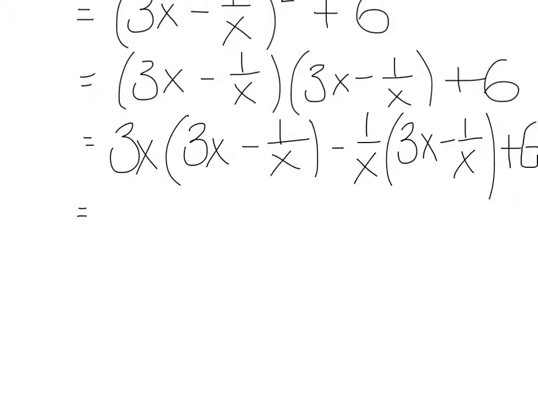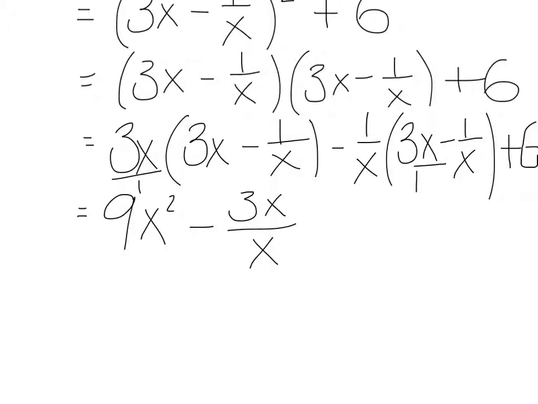So 3x times 3x, 3 times 3 is 9, x times x is x squared. Then 3x times negative 1 over x, well that's like 3x over 1 times 1 over x, so 1 times 3x on the top gives us 3x, and 1 times x in the bottom is x. Similarly with the next one, negative 1 over x times 3x, well that's just like 3x over 1, so 1 times 3x on the top gives you 3x on the top, and x times 1 on the bottom gives you x on the bottom again.